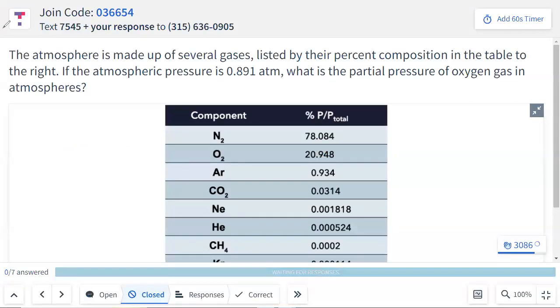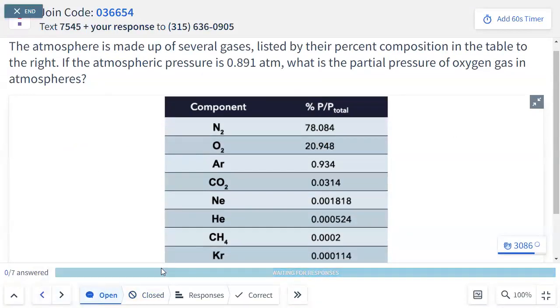In this question, we are told the atmosphere is made up of several gases, each of those gases listed by their percent composition. If atmospheric pressure is 0.891 atmospheres, what is the partial pressure of oxygen gas in the atmosphere? Well, what this table tells us is the relative percentage of each component of air. We can see from this table, nitrogen is a little bit more than 78% of air. Oxygen's a little bit less than 21%, and all of the other gases make up the remaining little bit more than 1%.